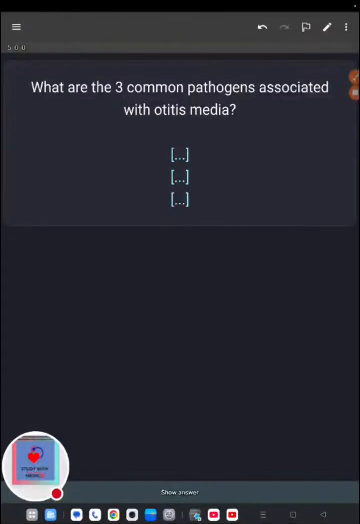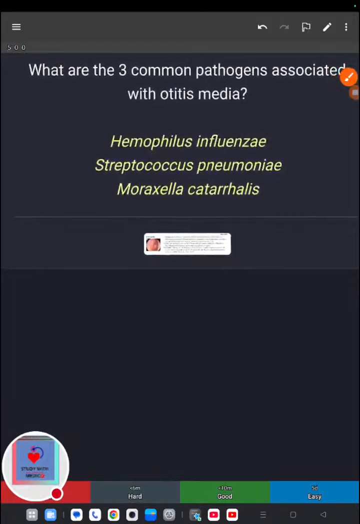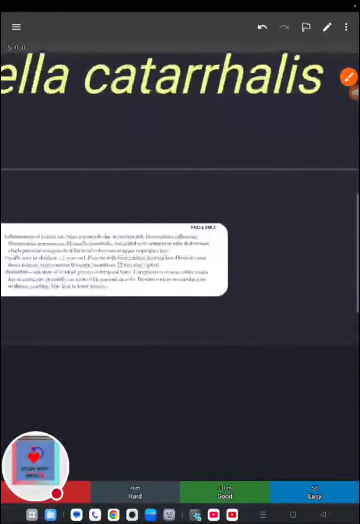Let's move on to the three common pathogens associated with otitis media. So from otitis externa we have done, where Pseudomonas was common and malignant otitis externa occurs in diabetes patients, with formation of granulation tissue, cranial nerve involvement, osteomyelitis. Now talking about otitis media. What happens in media? So what are the common pathogens?